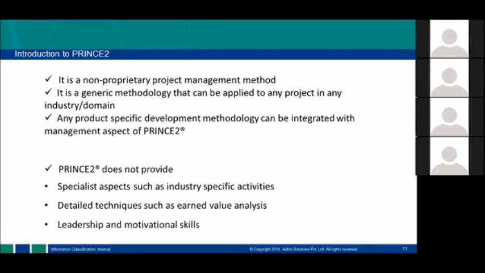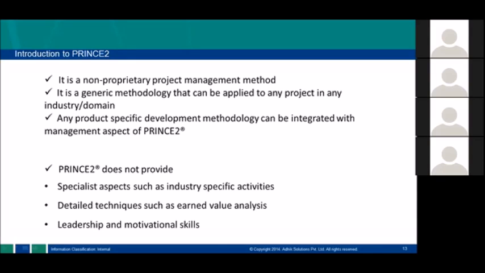Okay. And what PRINCE2 doesn't provide: it is not providing any tools and techniques, which is covered in PMP. So this is one difference between PMP and PRINCE2. In PMP, we have many tools and techniques. Like if I'm talking about how you will do the estimations, there are 3 techniques: analogous, parametric, and so on, right? So that is not covered here. It's a method of how you will execute, how you will do your project, right? So tools and techniques are not covered here.